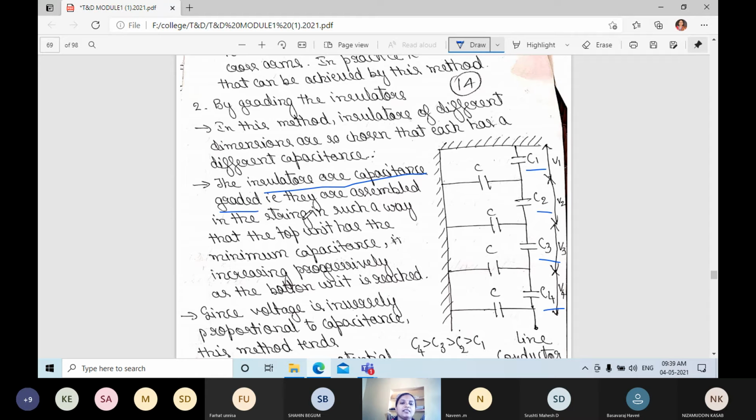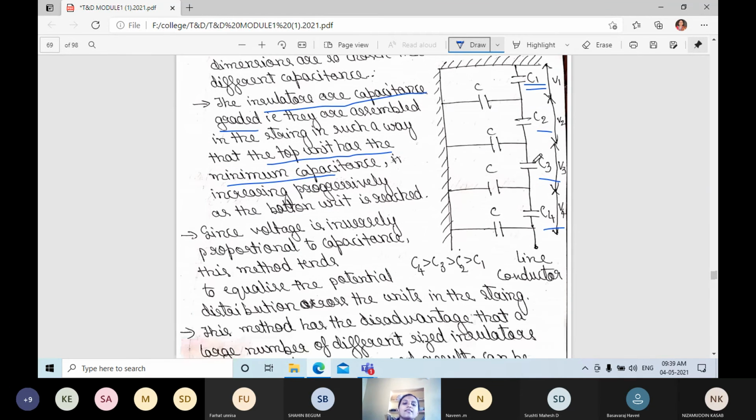They are assembled in the string in such a way that the top unit has the minimum capacitance, increasing progressively as the bottom unit is reached. That means C1 is a small value and C2 is greater than that, C3 is greater than C2, and C4 also like that. They have given the order: C4 is greater than C3, C3 is greater than C2, and C2 is greater than C1.